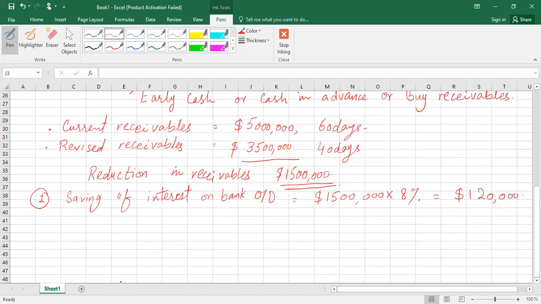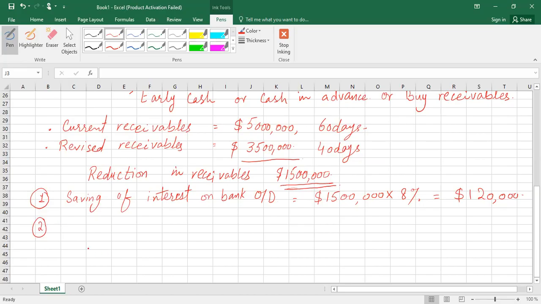On the other hand, the factor company says that we are ready to provide you an advance of 80% of the revised receivables. But whenever they are providing you an advance, they will definitely charge interest on it. Do not think that they are going to offer you anything free of cost. They will charge interest on it.